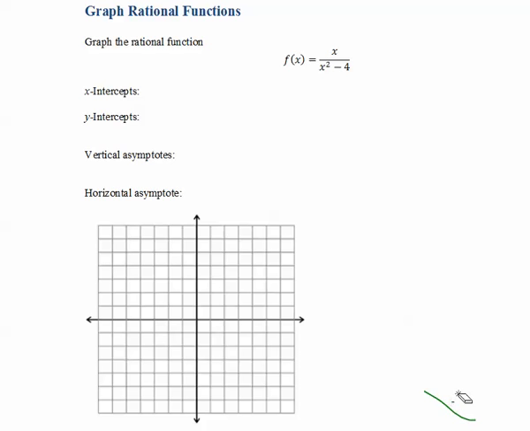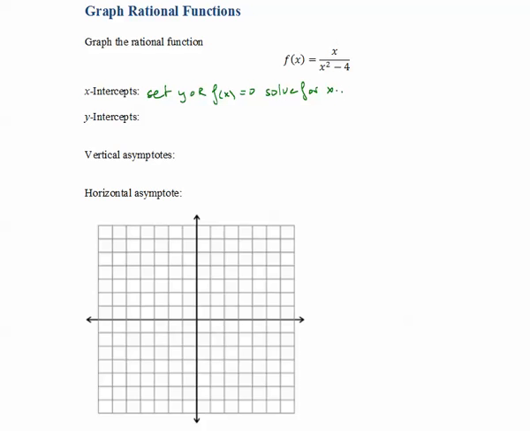Hello, in this video we'll graph this rational function f of x equal x over x squared minus 4. So the first thing we'll look for is the x-intercept. So for the x-intercept we set y, or f of x, equal to 0, and we solve for x.